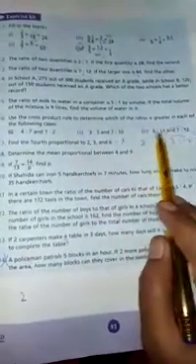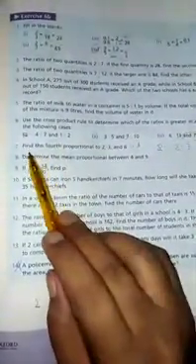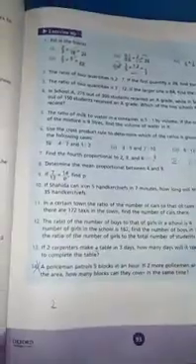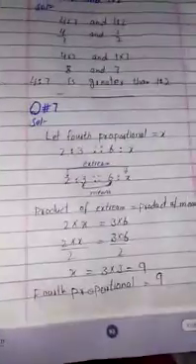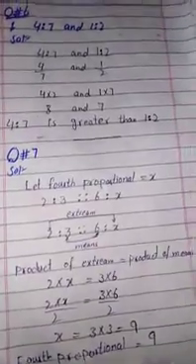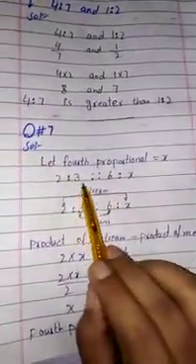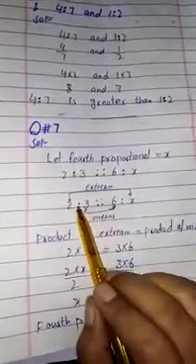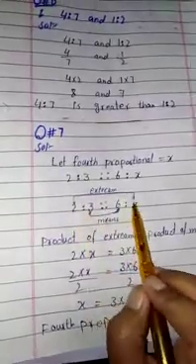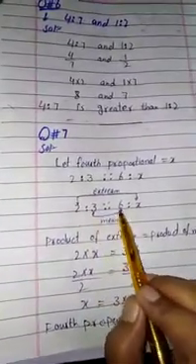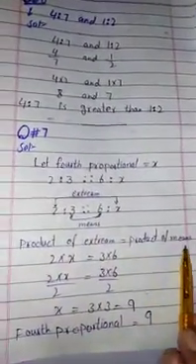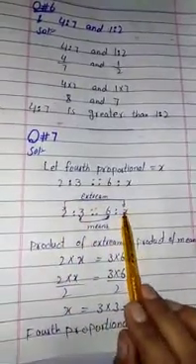Students, similarly you can do question number 2 and question number 3 in your notebook and practice these questions. Our next question is, find the fourth proportional to 2, 3 and 6. Now we are solving the question. Let the fourth proportional be x. Now 2:3 proportional 6:x. In this question, 2 and x are extreme values, 3 and 6 are mean values. Now product of extremes is equal to product of means.